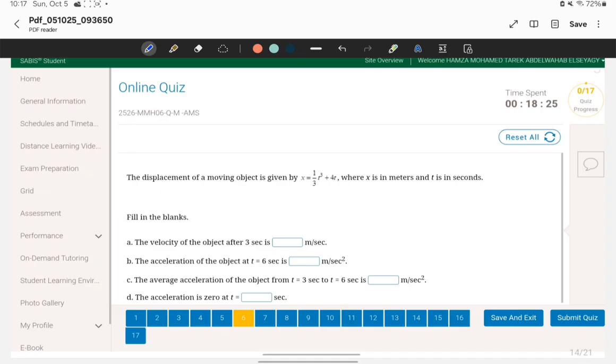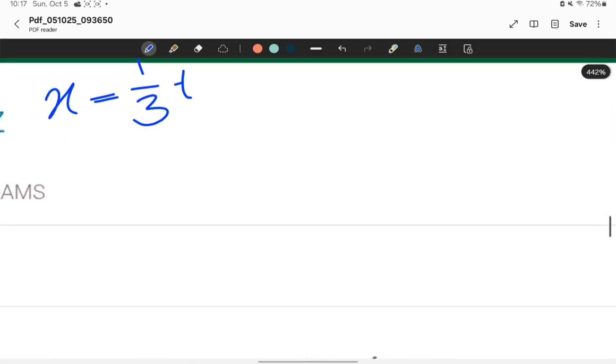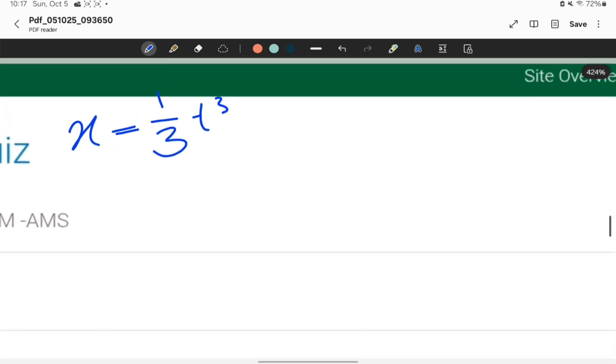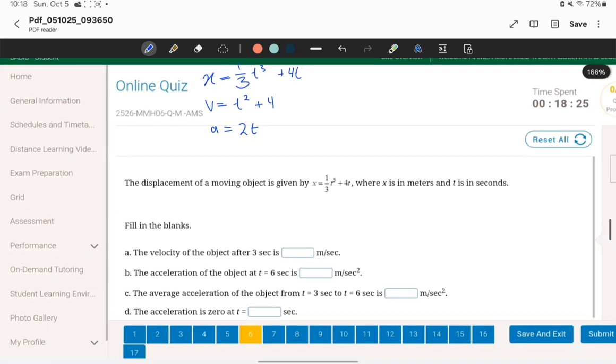Okay, number 6. The displacement of an object is given by an equation where x is in meters and t is time. They want the velocity of the object and the acceleration. Once again we take our default equation, x equals 1 over 3 t to the power of 3 plus 4t, and we derive it once for the velocity. So it's 1 over 3 times 3, which is just 1, so t squared plus 4. For the acceleration we derive again, and it's 2t. Doing this helps out with these questions so that you don't get mixed up later on.